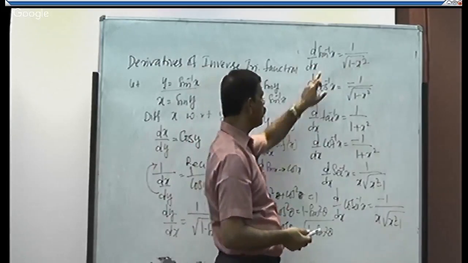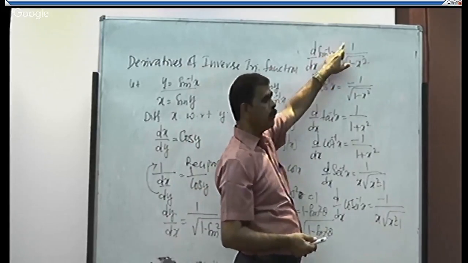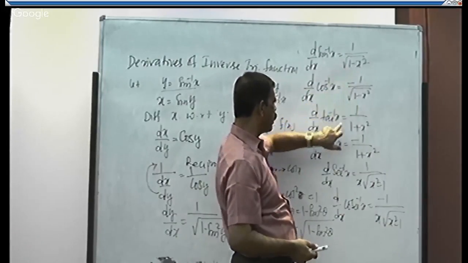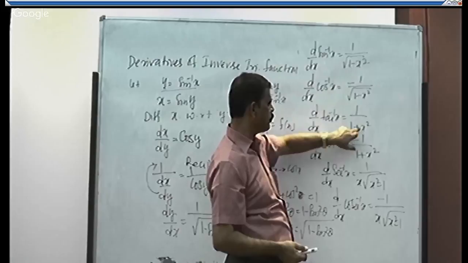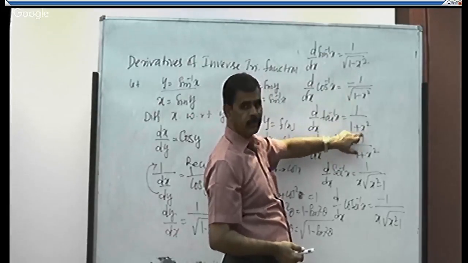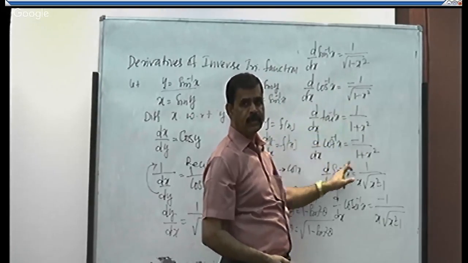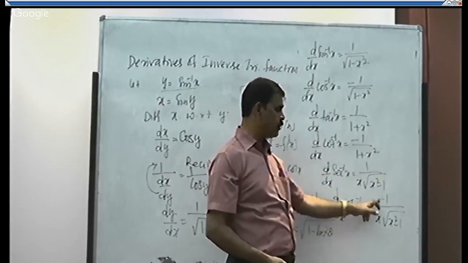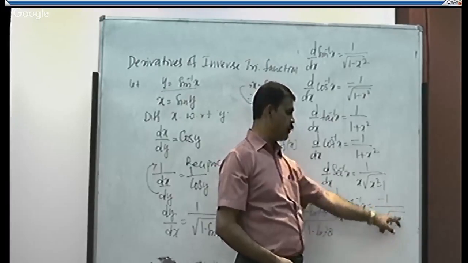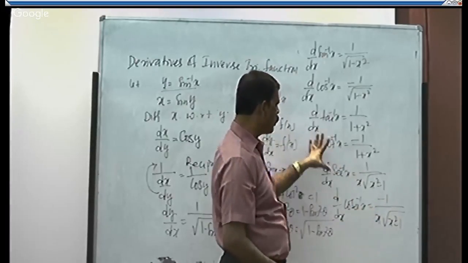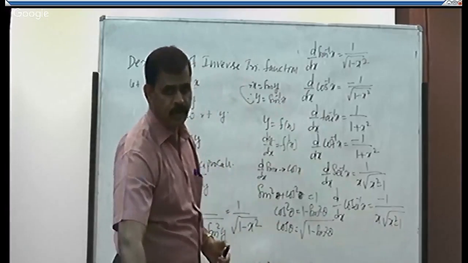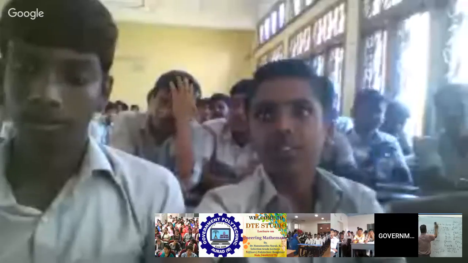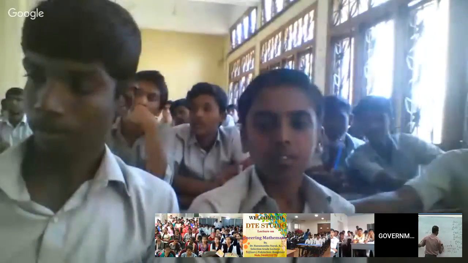Differentiation of sin inverse x with respect to x is 1 by root of 1 minus x square. For cos inverse, it is minus 1 by root of 1 minus x square. For tan inverse x, it is 1 by 1 plus x square. For cot inverse, minus 1 by 1 plus x square. For secant inverse x, it is 1 by x into root of x square minus 1. For cosecant inverse, it is minus 1 by x into root of x square minus 1. Just remember these derivatives. By using inverse trigonometric functions, we can work out problems.